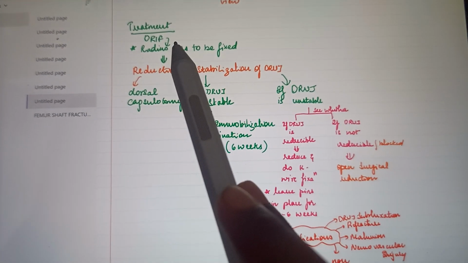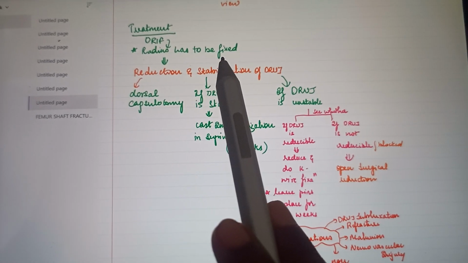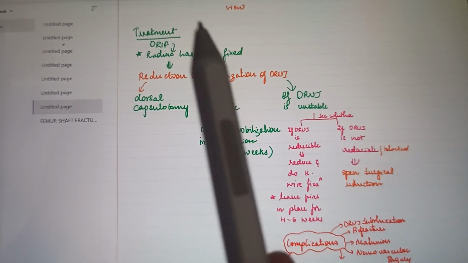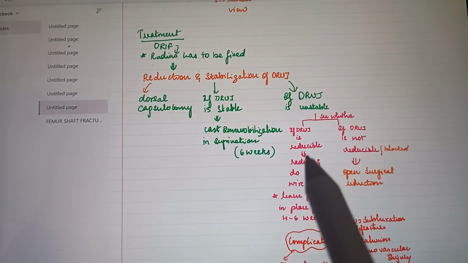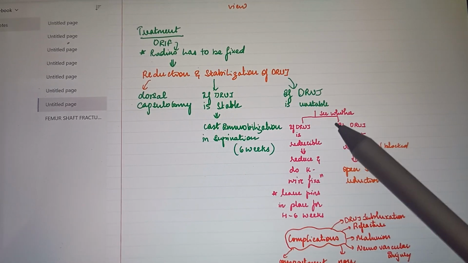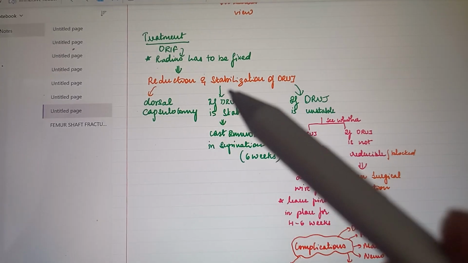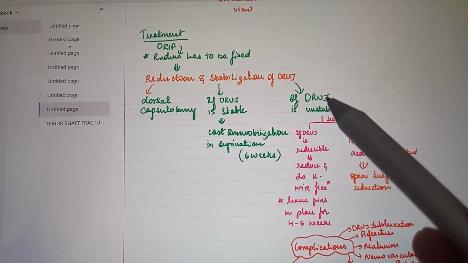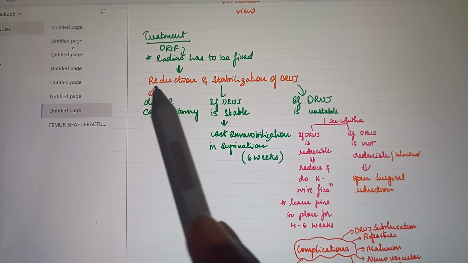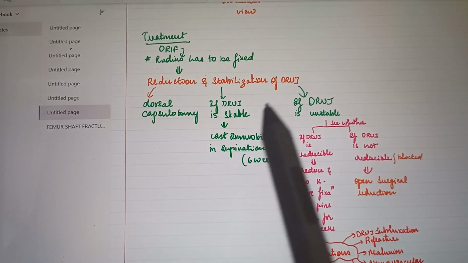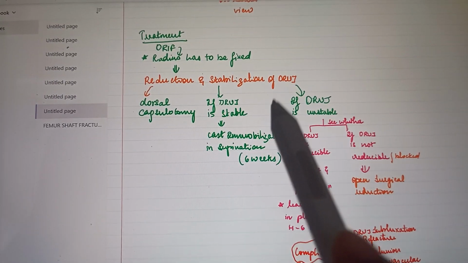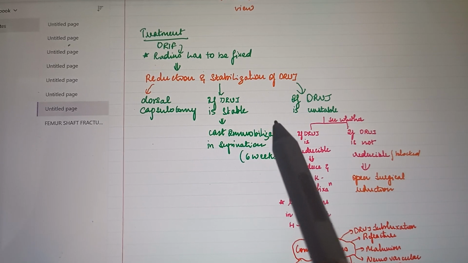So the treatment options include open reduction and internal fixation. First, initially the radius shaft of the radius has to be fixed. After fixation of the radius shaft, then we have to think about reduction and stabilization of the distal radioulnar joint. One method is through dorsal capsulotomy, or the second thing is you have to see whether the distal radioulnar joint is stable or not.